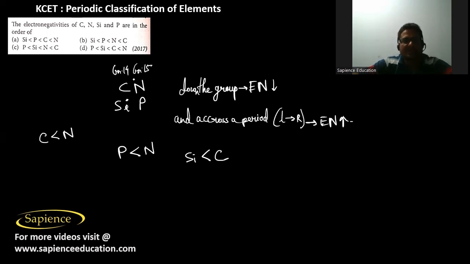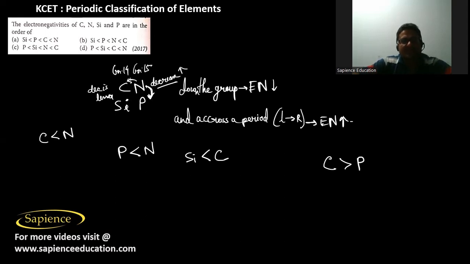So across a period, the decrease in electronegativity will be lesser than down the group. So it means that the electronegativity of carbon will be higher than that of phosphorus, since down the group, the amount of decrease in the electronegativity will be higher. Here down the group, the decrease is higher, and from right to left, the decrease is lesser.